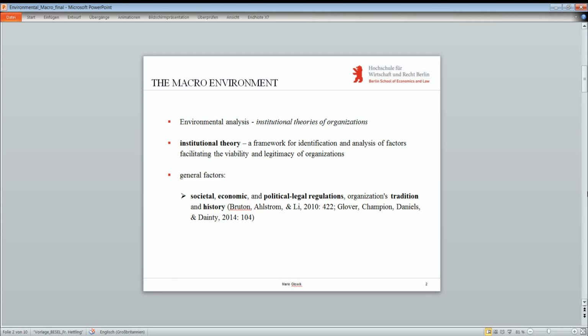The discussion about firms' resources, structures, and strategies, as well as its interface with its environment, is also found in the literature within the category of institutional theories of organizations. The institutional theory serves as a framework for identifying and analyzing the factors that support the viability and legitimacy of organizations. In general, these factors include societal, economic, and political legal regulations, as well as an organization's tradition and history.